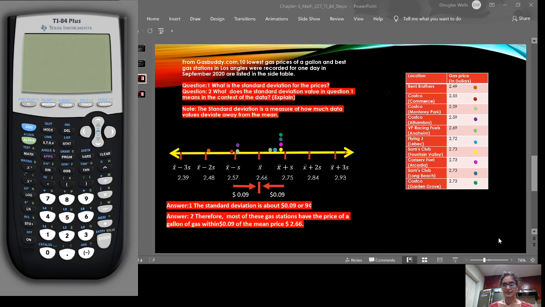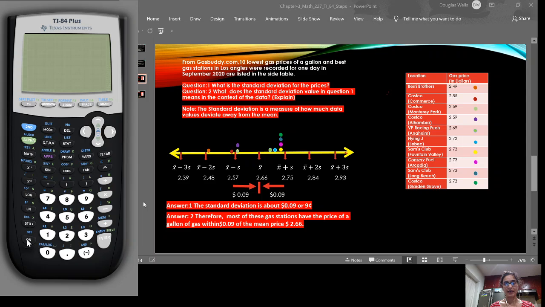I collected this data last night, and as you see, I have the location and associated gas price, and I created these little dots associated with each gas price and location. It will be helpful later on. So first of all, in the class, if I ask you what the standard deviation for the prices is, we do that with the formula, and then we verify using our calculator, the TI-84. To save time in the video, we're just going to use the calculator.